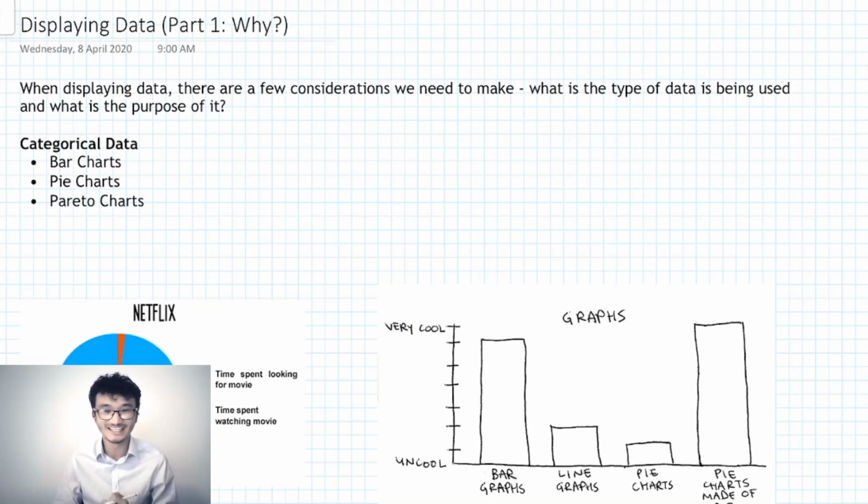Hey everyone, Mr. Kimson here, and today we're looking at this idea of displaying data. There's a lot of information in the world. How do we kind of process it? How do we represent it? That's what we're looking at in this lesson.